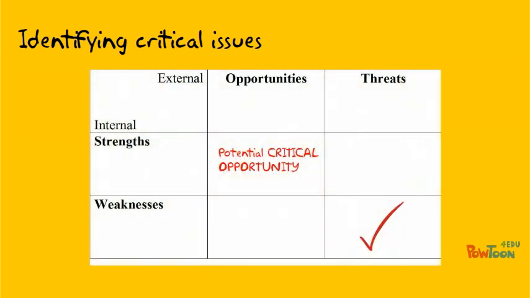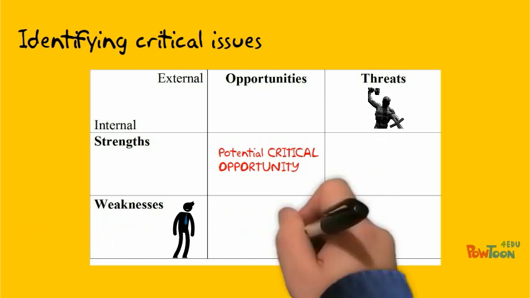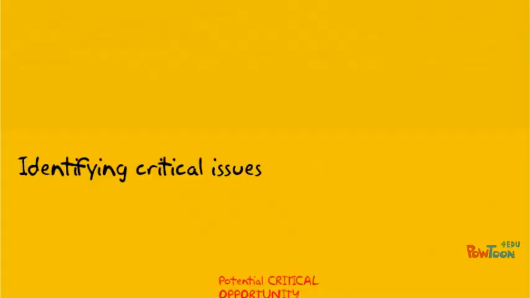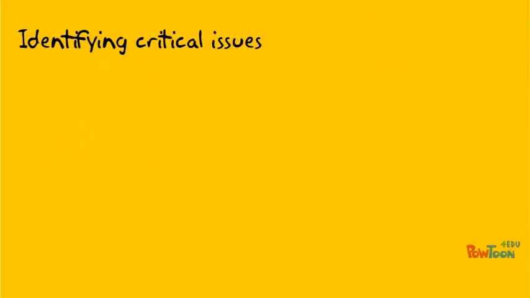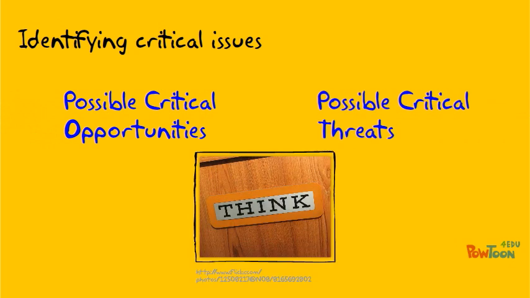Now look at this box. Identify threats that hit you in your company's weak spot. If the threat is dangerous enough and your weakness is weak enough, this could be a critical threat. Alright, so you have a list of possible critical opportunities and possible critical threats. Have a look at them and remember the definitions I provided for you earlier.